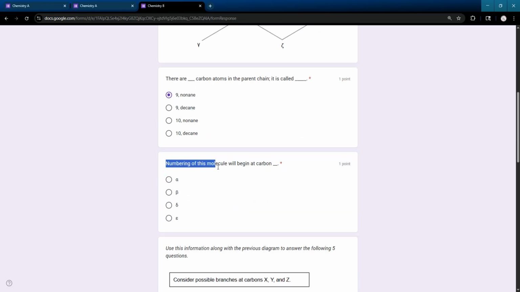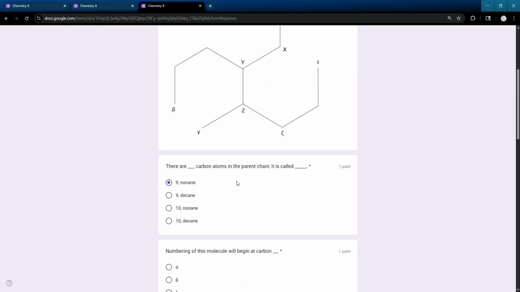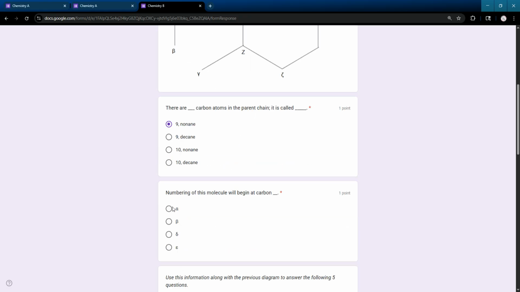Number of this molecule will be a carbon. Numbering of this is the same as the last one. You should start at 1. And let's see.